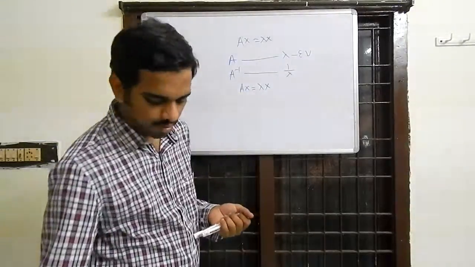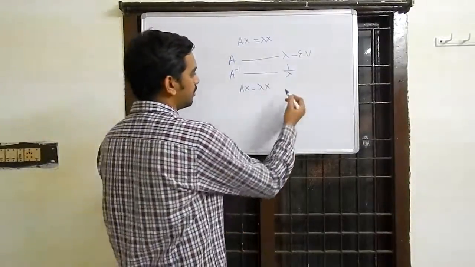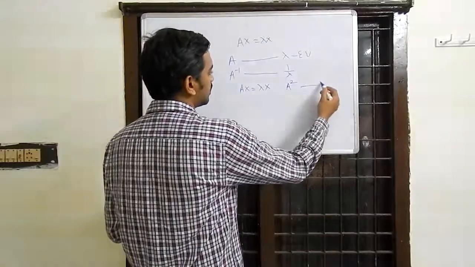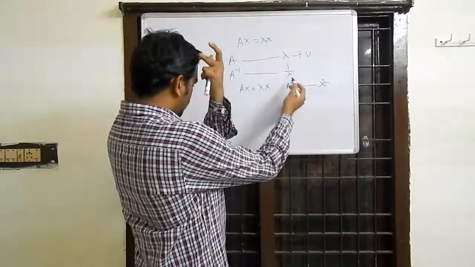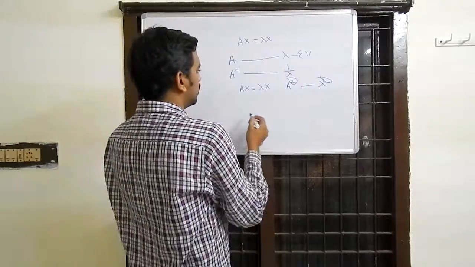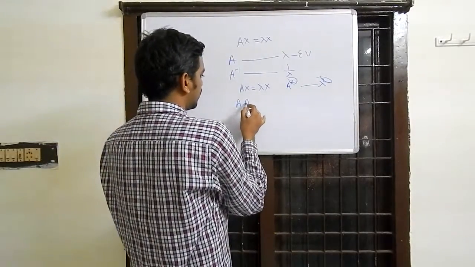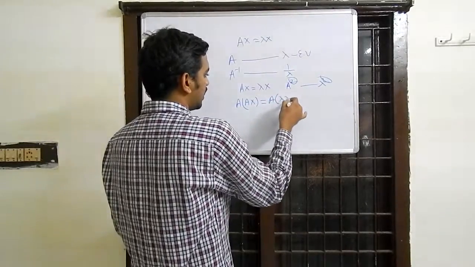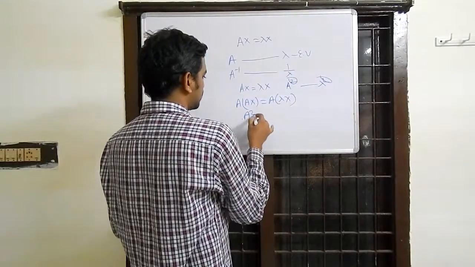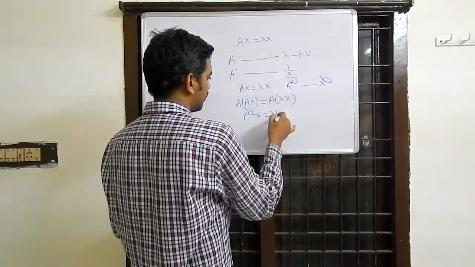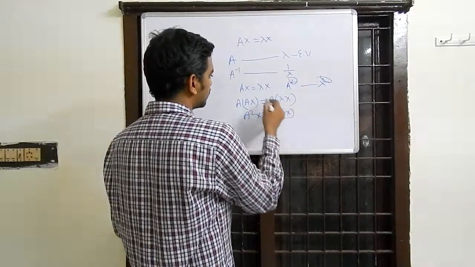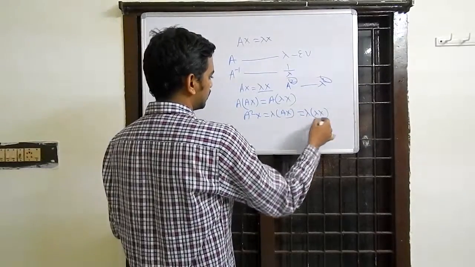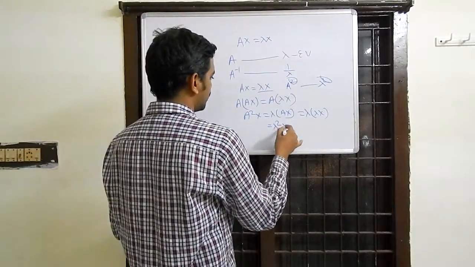Again I am using another property, a rule and shortcut formula: for A square the eigenvalue is lambda square. Simply, whatever the power is, that is the power. So now I am multiplying by A on both sides. So A of lambda x: this is A square x, and this is lambda of Ax. What is Ax? That is nothing but lambda x. So lambda times lambda x, that is lambda square x.